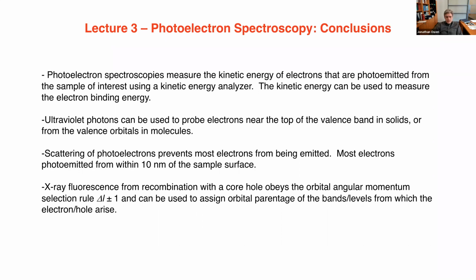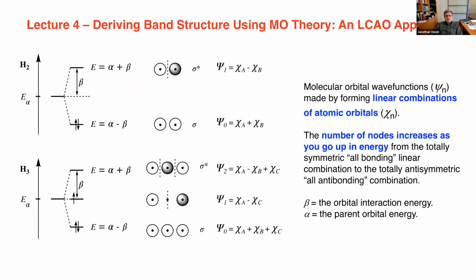And then, as we talked about, X-ray fluorescence, this recombination process, but also the absorption process, obeys the orbital angular momentum selection rule. And that's great for doing orbital assignments. Okay. All right. So we're going to spend some time talking about band structure in more detail now, using Roald Hoffmann's approach, which is just a simple linear combination of atomic orbitals approach, like the one we used in inorganic chemistry this last fall.